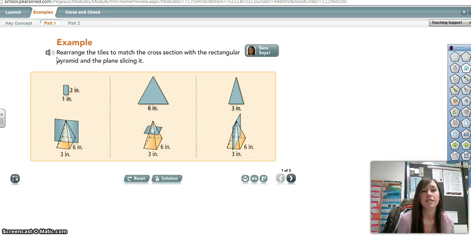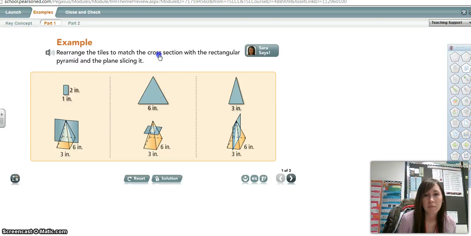Okay, here's our first example. We need to rearrange the tiles to match the cross section with the rectangular pyramid and the plane slicing it. I would suggest you pause the video at this point and try to match them up on your own, and then you can play the video to make sure you did it right.